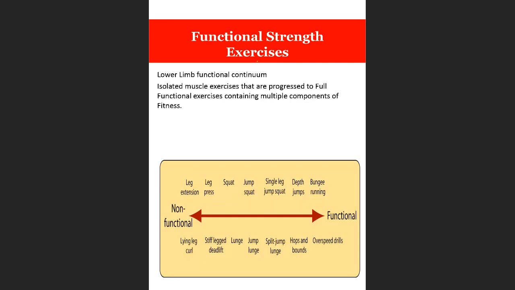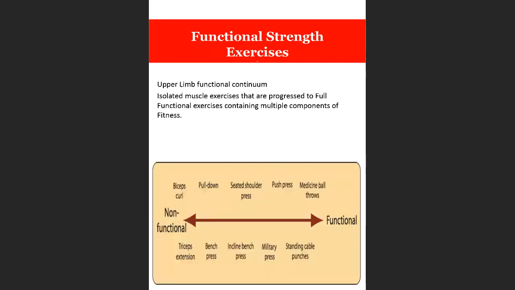So for instance, as we talked about in our last session, you might need to do inner range quads in order to work with standing, but really we want to get back to the functions of things like sit to stand, lunging, stair climbing, so on and so forth. So we've also got functional exercises for the upper limb as well. We can see the bicep curl is a non-functional exercise, whereas throwing is a highly functional exercise.